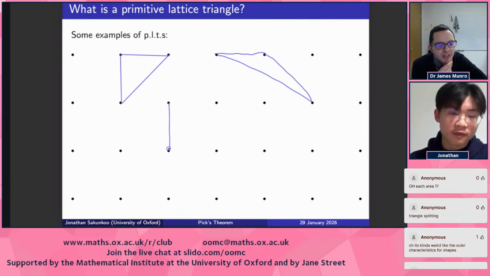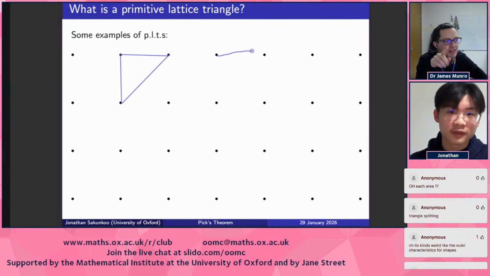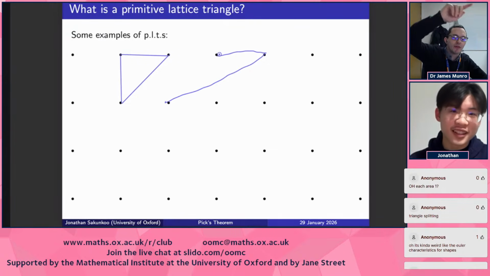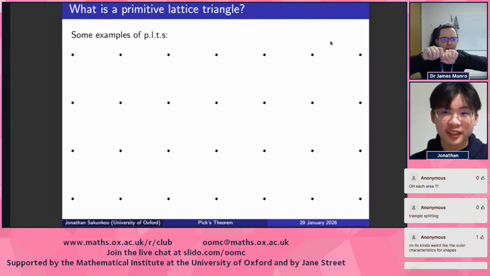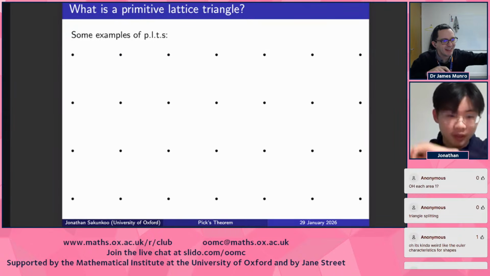An anonymous person in chat points out that those two have got the same area because of base times height. Oh yeah. If you call the top bit the base, then they've got the same height as each other. In fact, I think you could pick any point in the second row, and they'd have the same height.